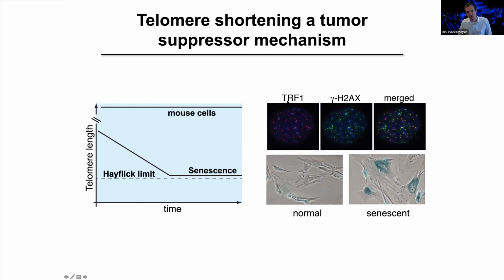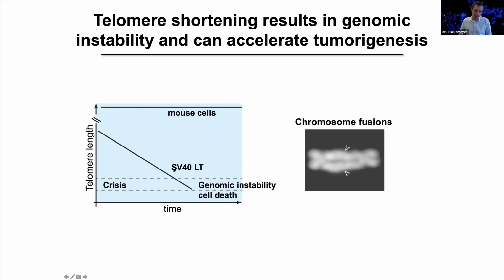This is a staining for the telomere-binding protein TRF1, and you can appreciate the localization of DNA damage proteins, which sets up a DNA damage signal that leads to senescent phenotypes, shown here by this beta-galactosidase stain. This is a very strong tumor suppressor mechanism that is set up by a p53 response, in cells that are impaired in their p53 and RB response, for example, through the expression of SV40 large T.